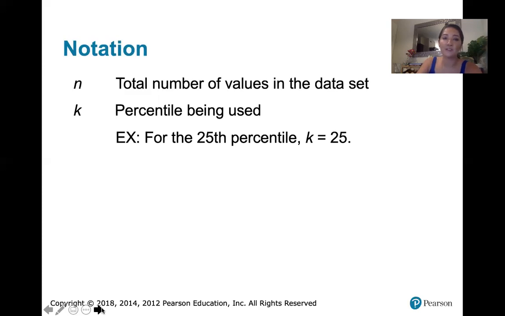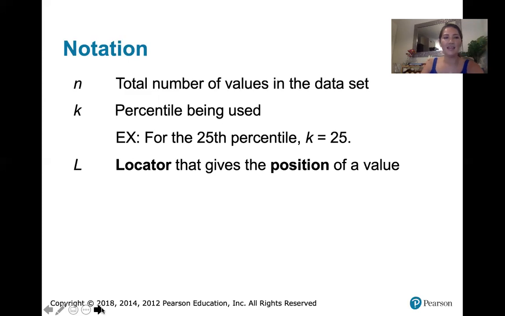Or for example, if you're looking at the 25th percentile, K is equal to 25. Now, L is what's called the locator. This is going to give us the position of a data value. It's going to give us that location relative to all of the other values in your data set.